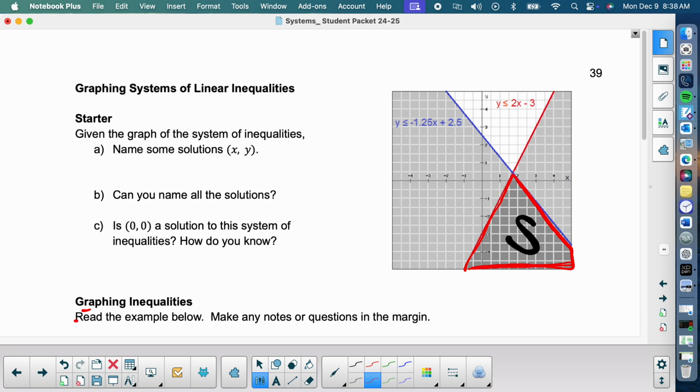Every single point within this section is going to make both lines true. That's kind of our goal today. For Thursday and Friday, you were given one line and you would shade it, and the shaded stuff was all of the points that make the one thing true. Now we're just doing two at the same time. And our goal is going to be to find where the two shadings overlap each other.